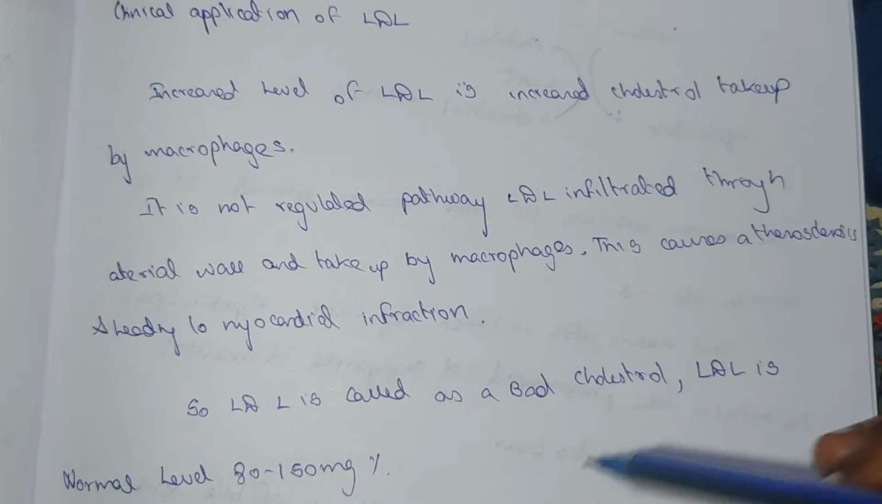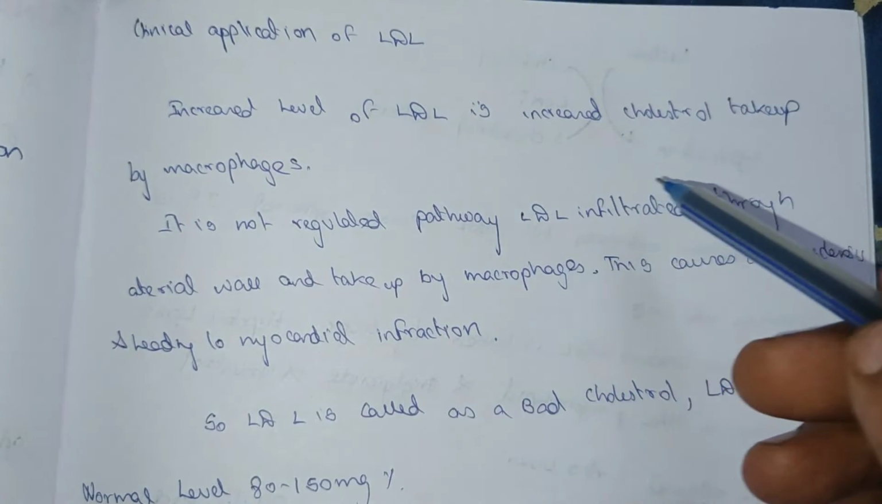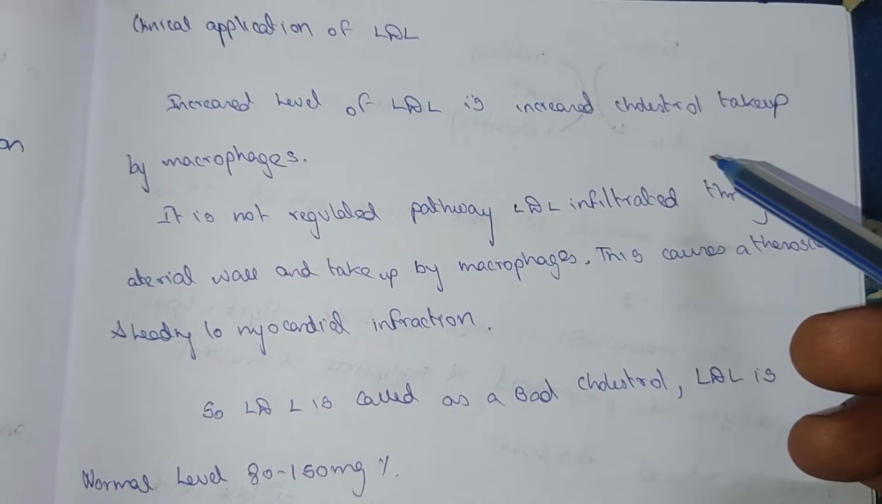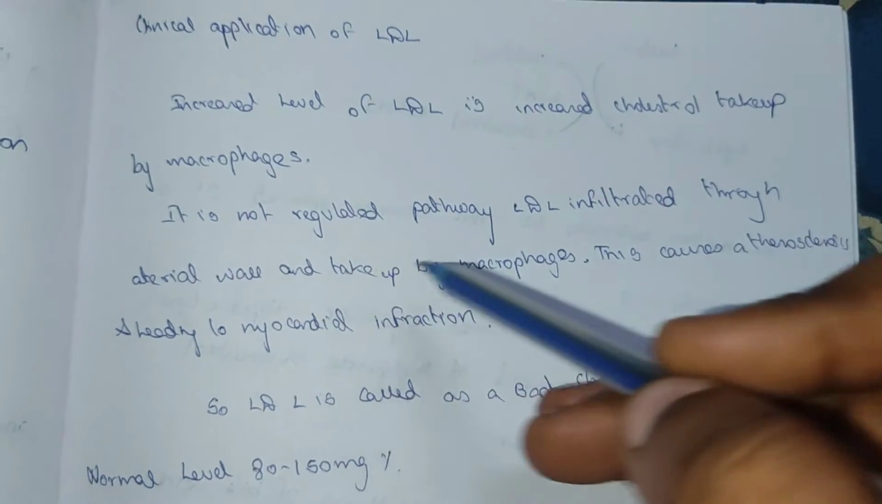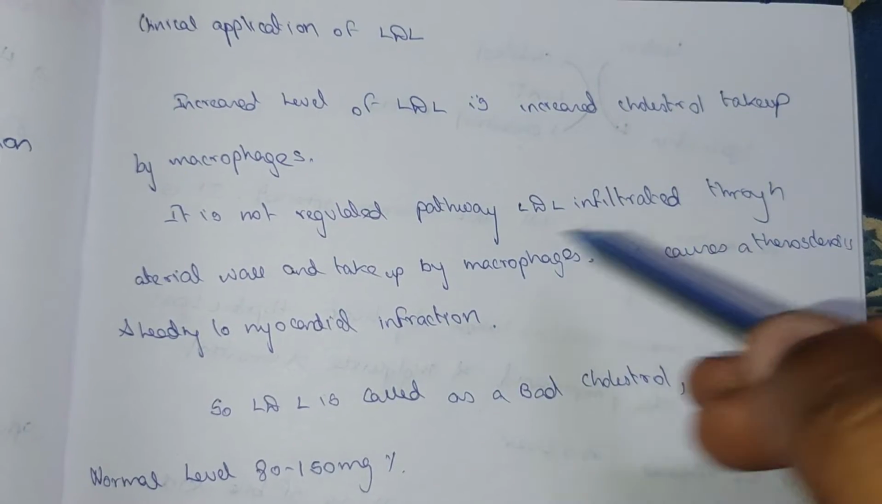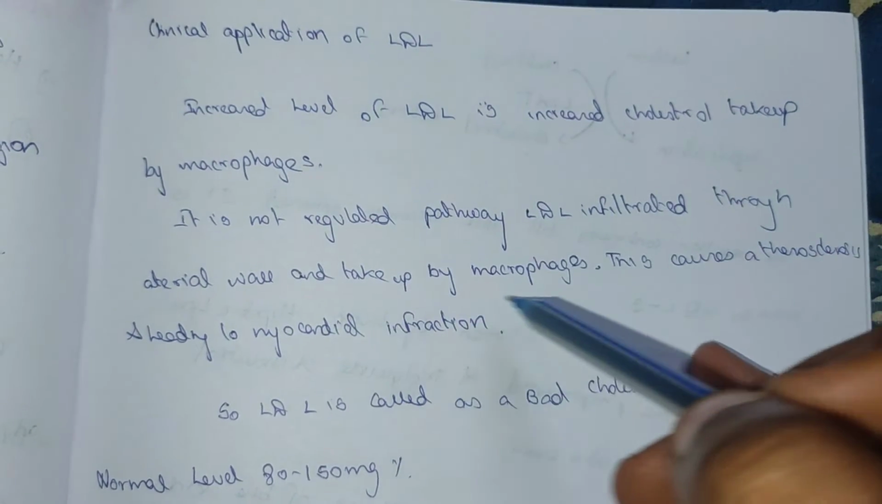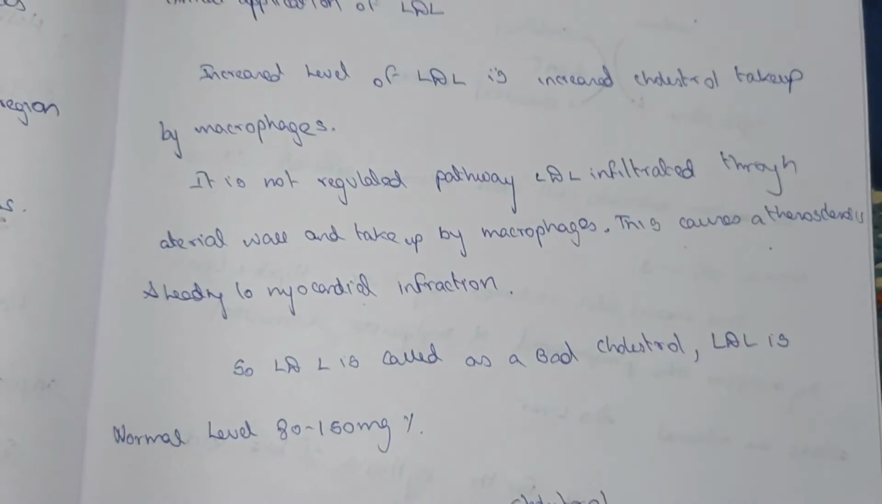to 150 milligram. When there is an increased level of LDL, the cholesterol is taken up by the macrophages. This LDL is infiltrated into the arterial wall and taken up by the macrophages, and this causes atherosclerosis as well as myocardial infarction.